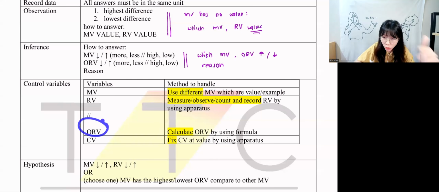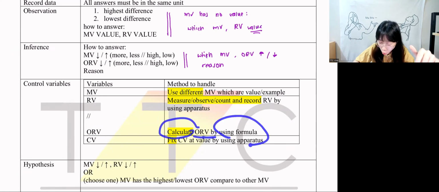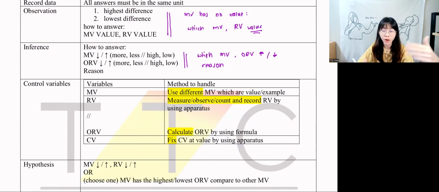If you want to write operational responding variable, let's say you want to write energy value. Energy value is what we learned in the textbook. So if you want to write responding variable, let's say energy value, you have to calculate your energy value by using formula. What is the formula? You have to write mcθ over mass of food times 1000. You have to use the formula. You have to use calculate.